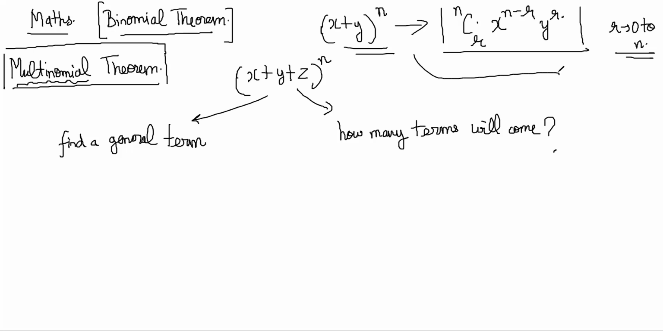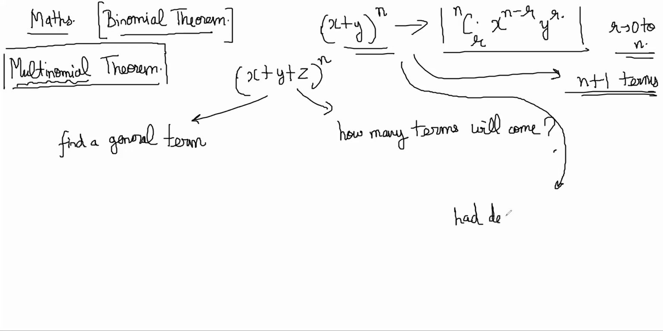Because in the binomial theorem, that part was obvious. There will be n plus 1 terms. But here it might not be obvious. So we'll think along those lines. These two questions we want to answer. First of all, notice that whenever you raise something to the power n, every term in the binomial series had degree n. When powers of x were increasing, powers of y were decreasing, and the addition of the powers has to be n.